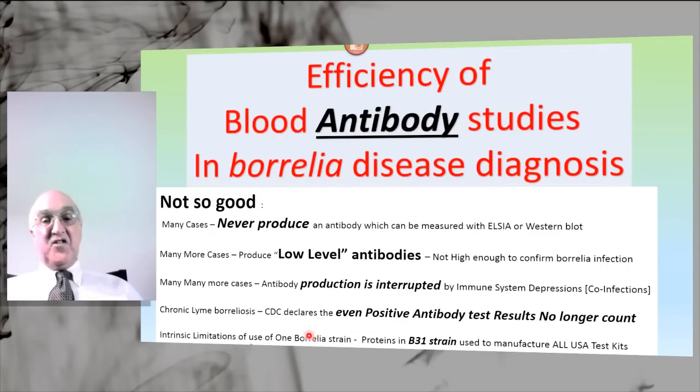In chronic Lyme borreliosis, the CDC has even had the declaration, I'll call it, that even positive antibody tests, when you're dealing with a person with chronic Lyme borreliosis, somebody who's had infection and symptoms ongoing for more than 6 months, that's a chronic problem, even positive antibody tests are no longer counted in chronic Lyme patients by the CDC. You can probably get a better answer from them than I can about that, but for chronic Lyme, the rules are different, and even a positive antibody test doesn't count anymore. So the intrinsic limitations of the use of one Borrelia strain, as what we've talked about before, the B31 strain, used to manufacture all USA test kits, is a final limiting factor in the efficiency of antibody studies in Borrelia disease diagnosis.